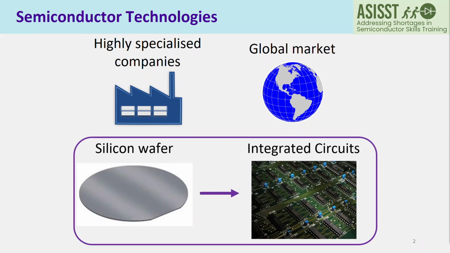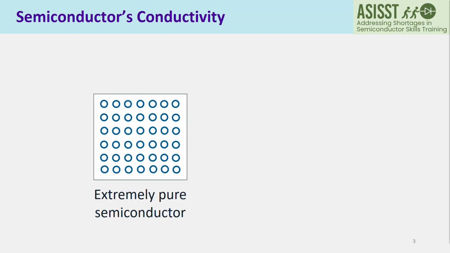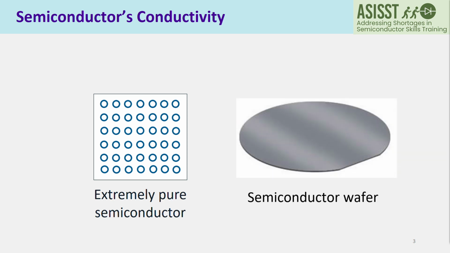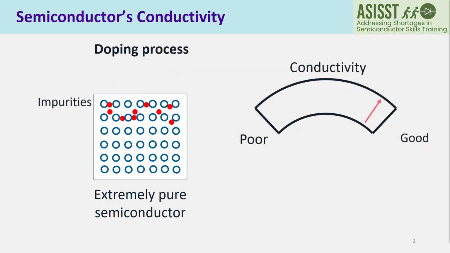The vast majority of the semiconductor wafers produced are silicon wafers because they are used in the manufacturing of integrated circuits, or ICs. The starting material we need is some extremely pure semiconductor. They come in the form of wafers because they are thin, circular discs, although semiconductor wafers are usually much bigger than a wafer biscuit. To produce any semiconductor device, we need to precisely control the semiconductor's electrical conductivity. For this, we dope the semiconductor by adding a controlled amount of impurity.